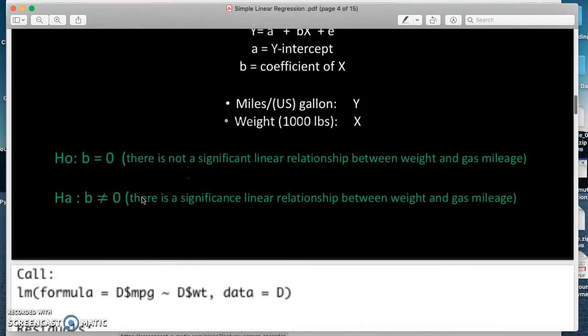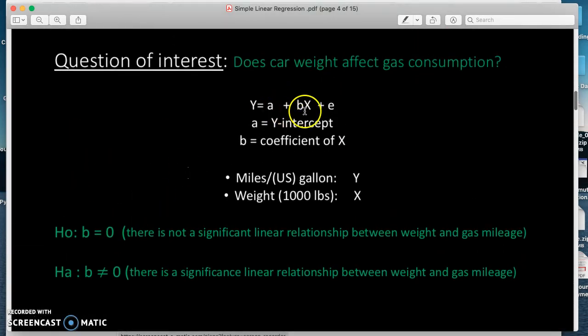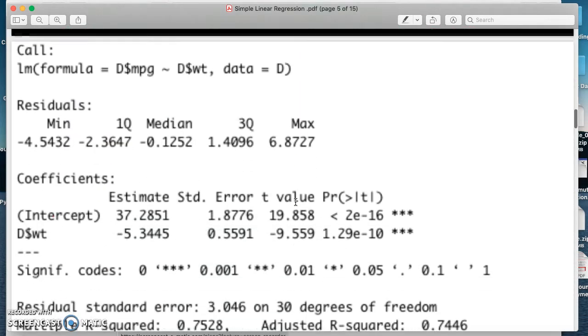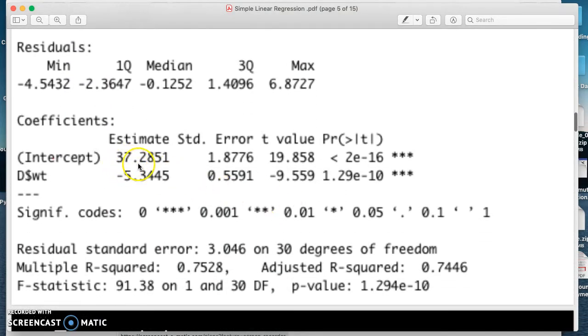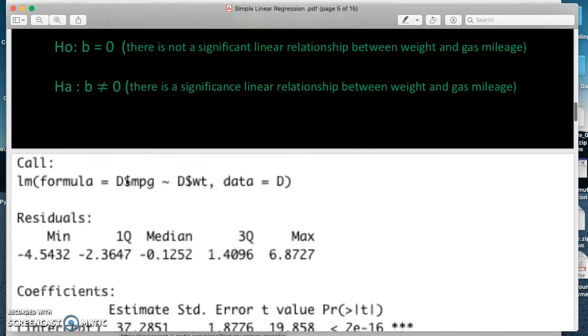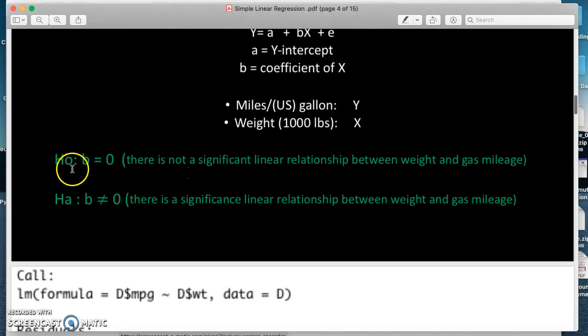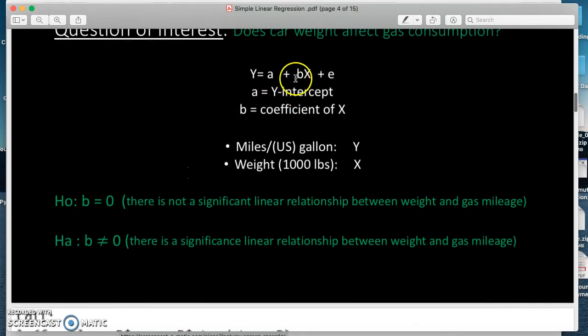So in our equation, a is 37.28 and b is negative 3.4. Because this is negative, we say that they are negatively correlated. If it was positive, we would say that they are positively correlated, but in this case negative means they are negatively correlated. The second thing is that the null hypothesis was emphasizing that b equals 0, so this is the b.